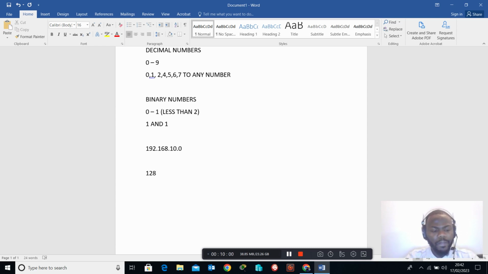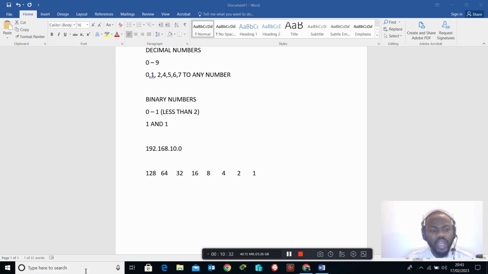128 divided by 2 is 64, divided by 2 is 32, divided by 2 is 16, divided by 2 is 8, divided by 2 is 4, divided by 2 is 2, divided by 2 is 1. Now, this is the formula for converting any decimal number to binary. Now, let's do 192 first.